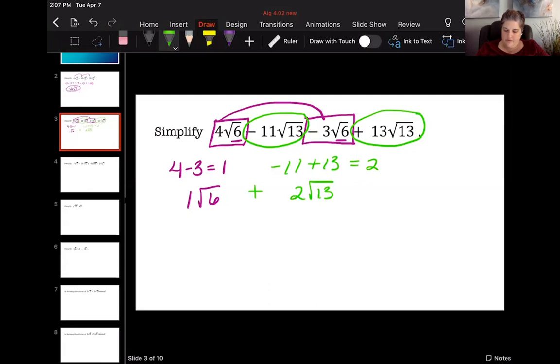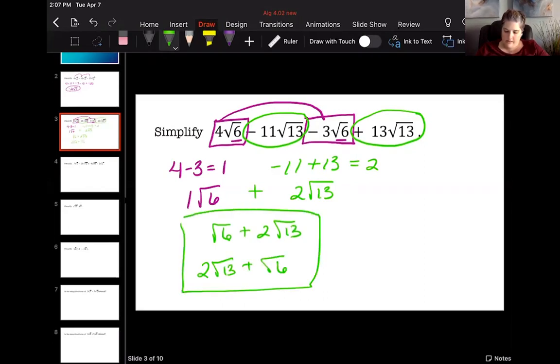So you can either write it one of two ways. You could write it square root of 6 plus 2 square root of 13, or it could be written as 2 square root of 13 plus the square root of 6. Either one is correct. So it's just depending on how they worded it in the multiple choice. It can be flipping, back and forth. It could be like x plus y or y plus x. It's the same thing.